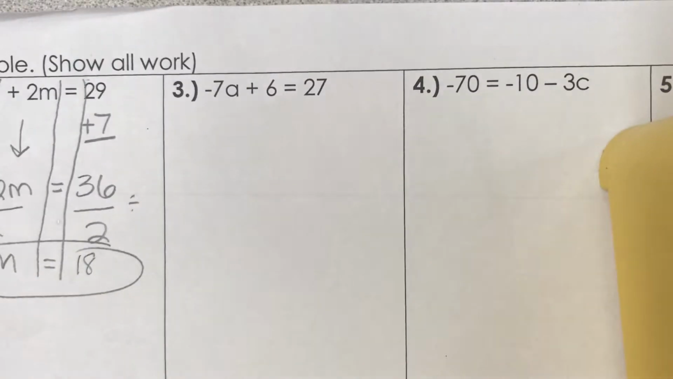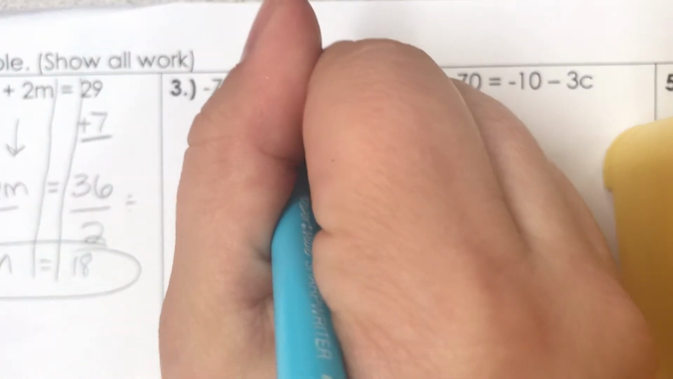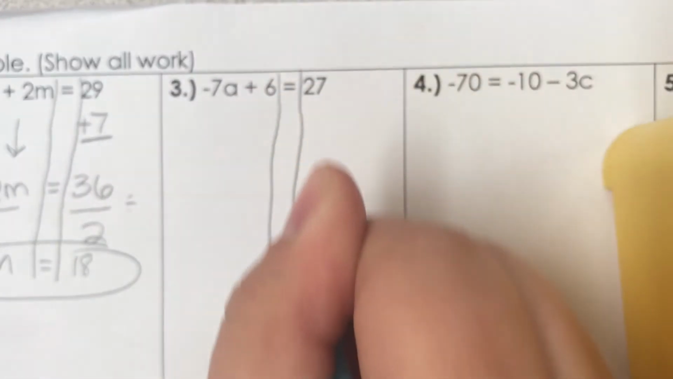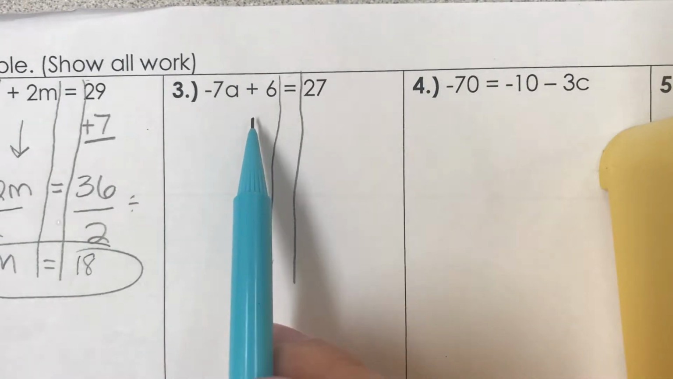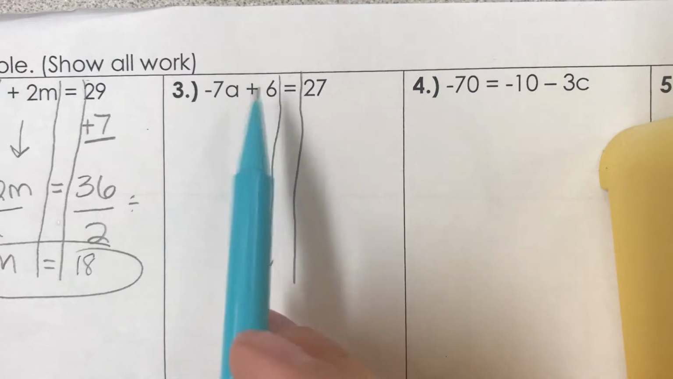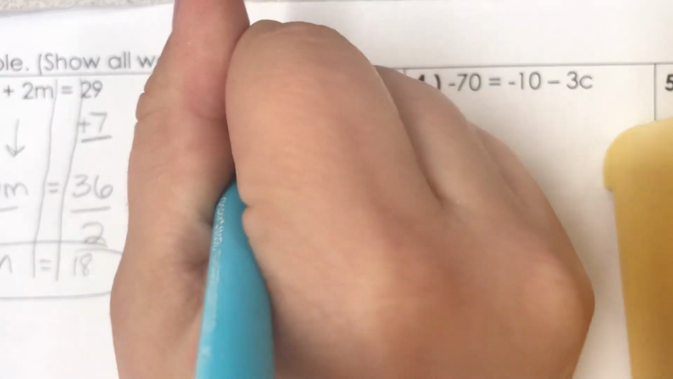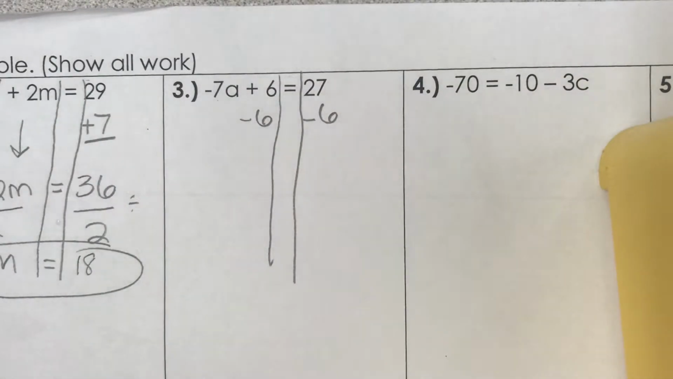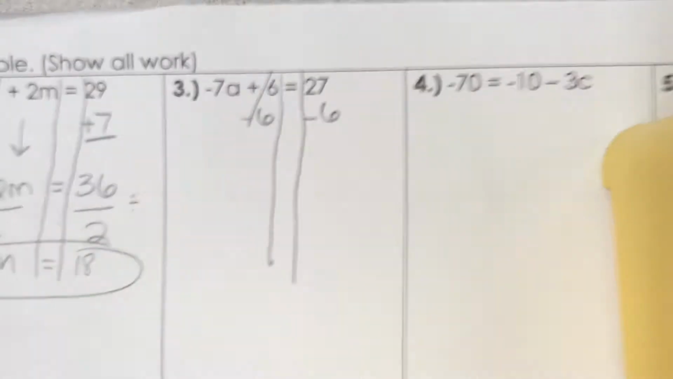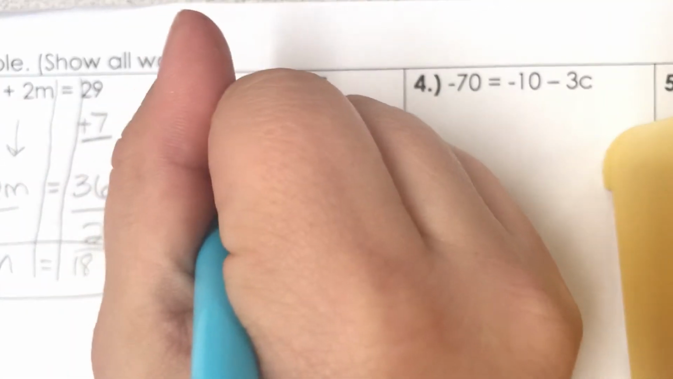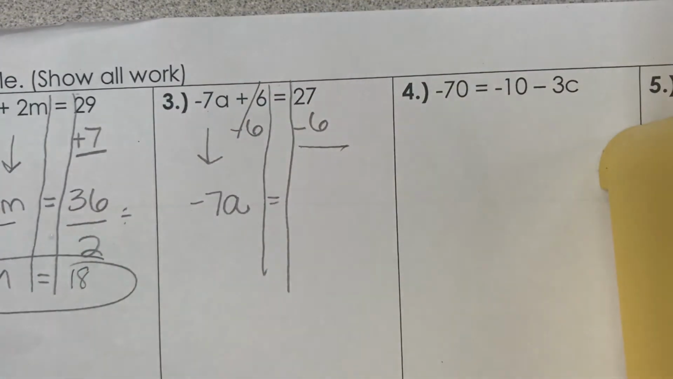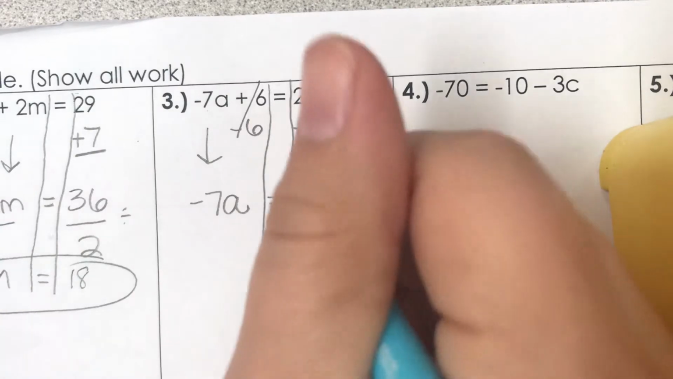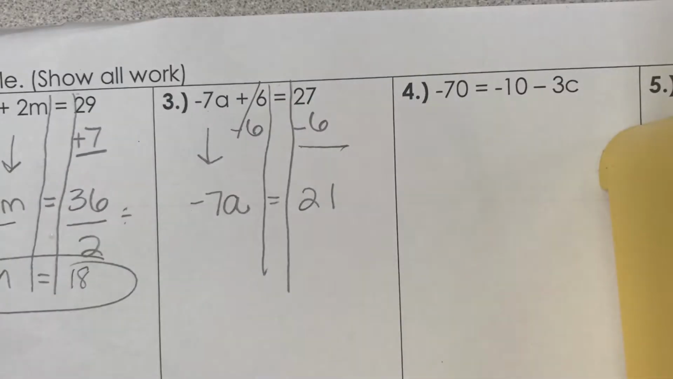Number 3. I'm going to deal with my constant, which is the number by itself, first. So over here, I have plus 6. In order to undo plus 6, I have to do the opposite, and I'm going to subtract 6. A positive 6 and a negative 6 equals 0. They cancel out. I'm going to bring down negative 7a equals 27 minus 6, which is 21.